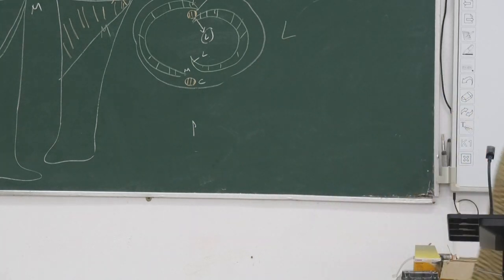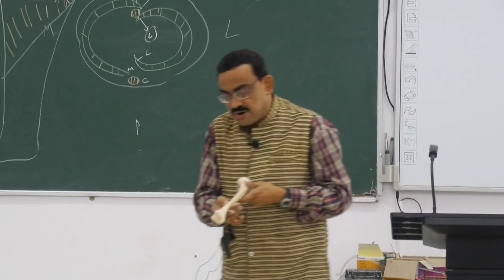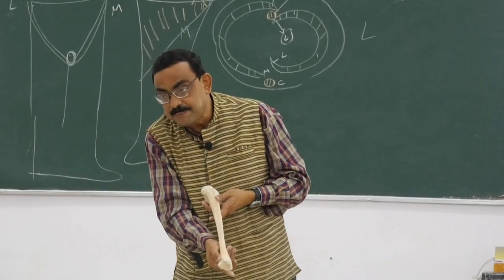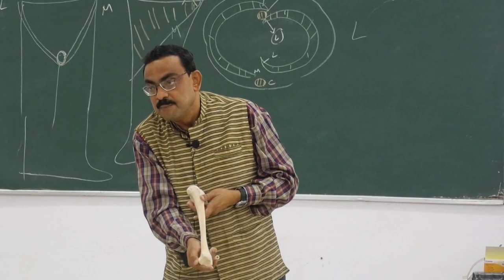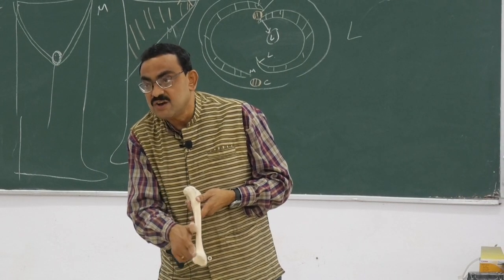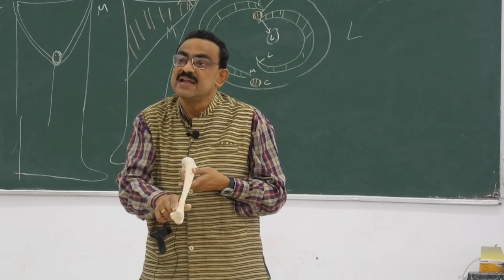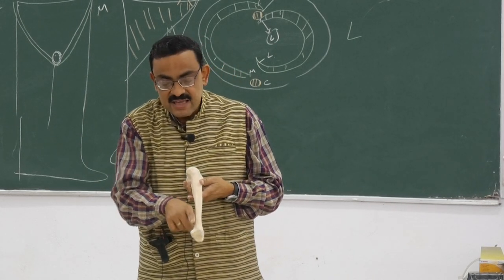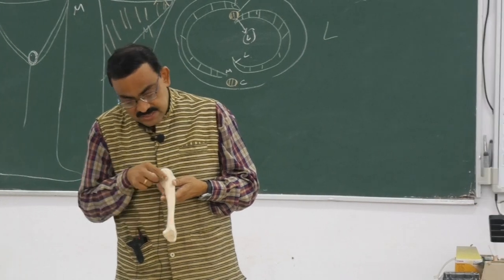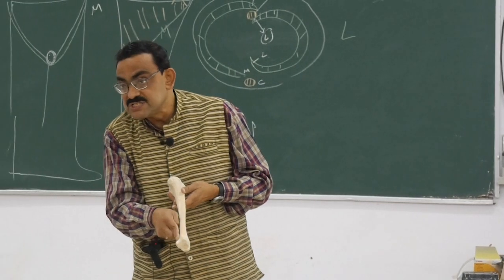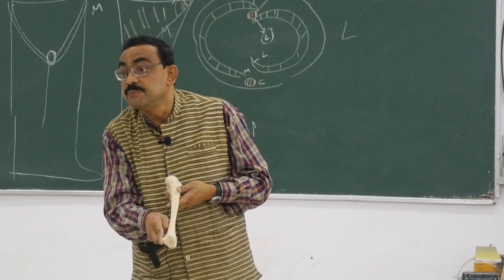And this interosseous border is continued like this up to the posterior border of the fibular notch. This is the lower end, there is a notch. Notch means a depressed area, okay, which has got anterior and posterior border. So this interosseous border is continued up to the posterior border of the fibular notch.